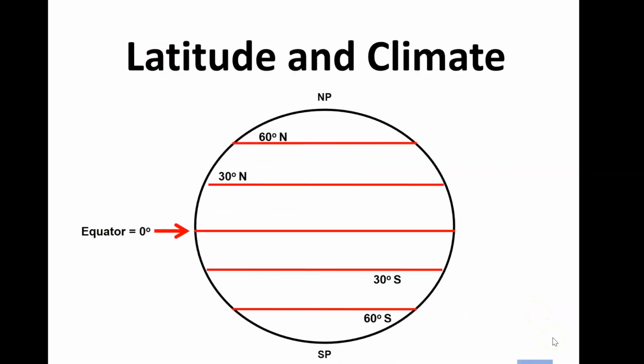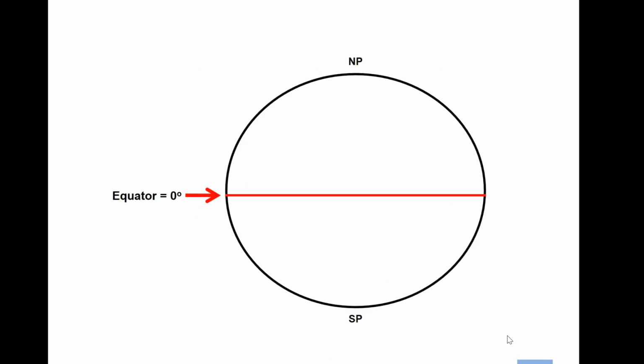Let's investigate relationships between latitude and climate. Besides helping you locate places on Earth, knowing about latitude can help you understand some things about climate. So we'll start with our equator, and we're going to build some lines along that. We're going to label the Arctic Circle, the Antarctic Circle, the Tropic of Cancer, and the Tropic of Capricorn. And then we're going to see how these create climate zones.